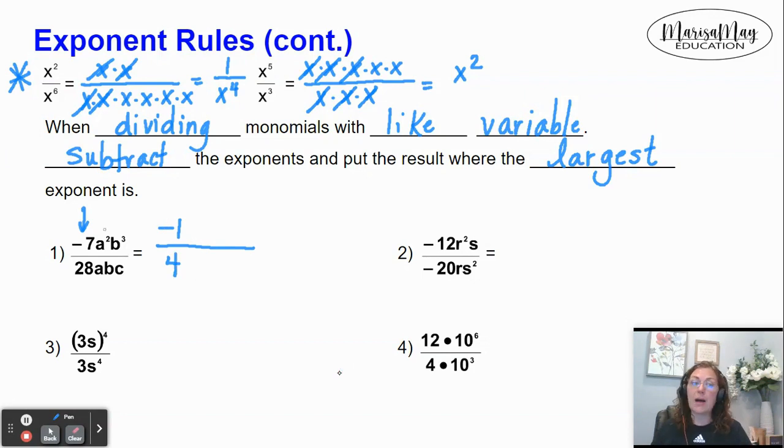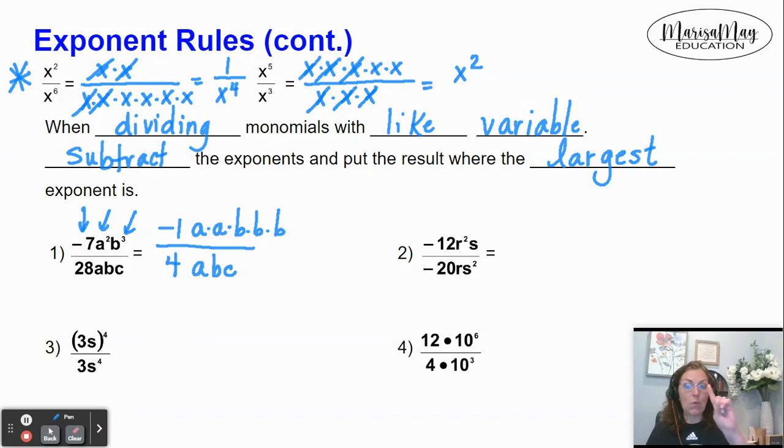Okay, now look at your top. You have a to the second, which means a times a. You have b to the third, which means b times b times b. And then you have abc on the bottom. Now remember, you can cancel 1a for top and bottom. So we'll do that. You can cancel 1b top and bottom. And that's it. You can't cancel anymore.